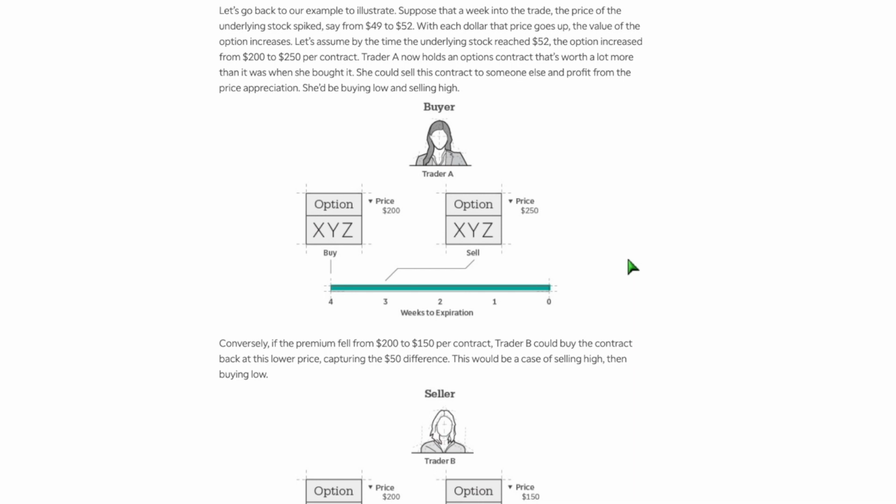Suppose that a week into the trade, the price of the underlying stock spiked, let's say from $49 to $52. With each dollar that the price goes up, the value of the option increases. Let's assume by the time the underlying stock reached $52, the option increased from $200 to $250 per contract. Trader A now holds an options contract that's worth a lot more than it was when she bought it. She could sell this contract to someone else and profit from the price appreciation. She'd be buying low and selling high. The example, like I said before, buy low, sell high, just like a stock, you profit the difference.